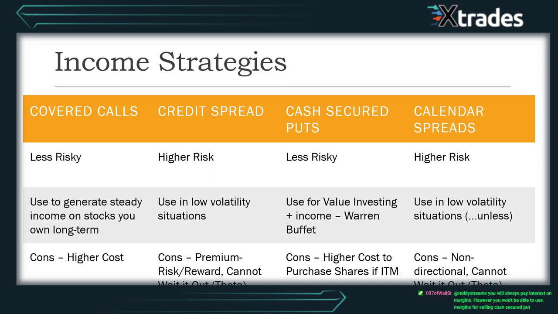So the con is that it's non-directional, and again, you can't wait it out, or at least not as long, because you have an expiration date. But for calendar spreads, you can take LEAPS, and that will give you more time for your play to pan out, and then you can just sell shorter dated options against your LEAP calls. A LEAP call is something that is one year out or more. You can also do a few months out if you want and sell shorter dated options. That works as well. We talked about that last time.